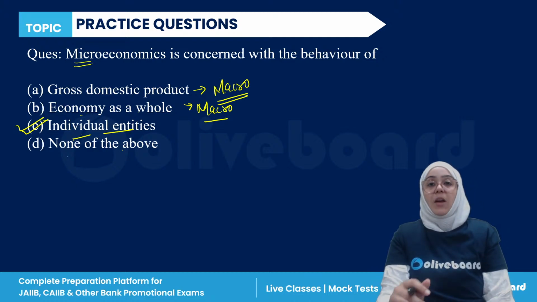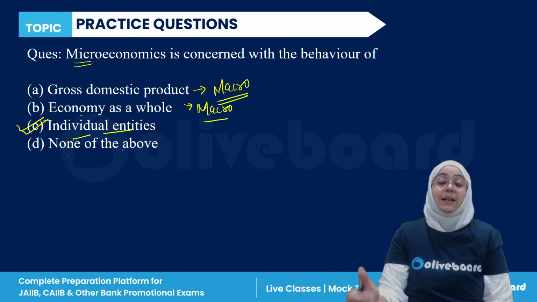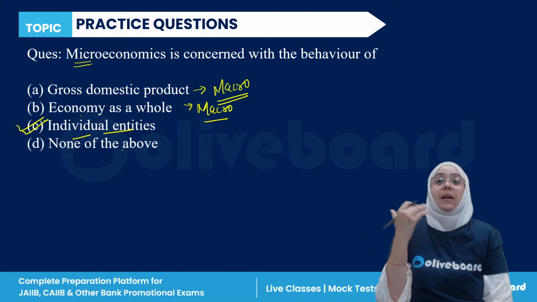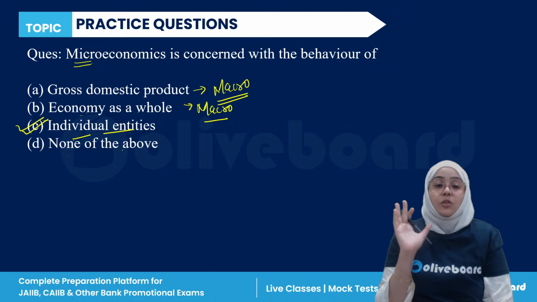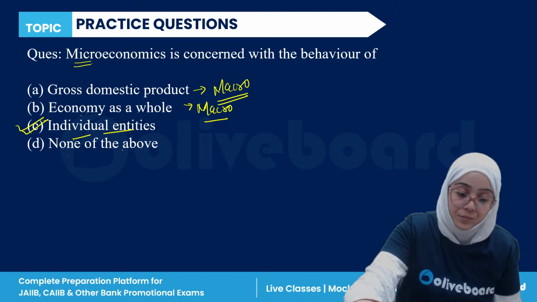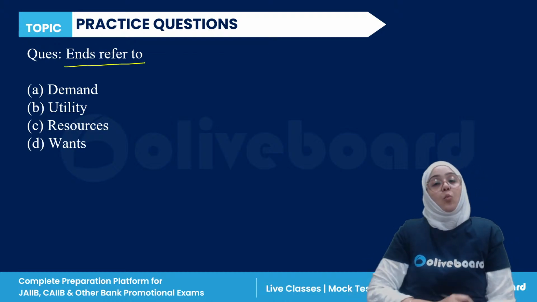Because when we are talking about microeconomics, it is dealing with individual entities, or individual demand, or individual supply, or individual income, right? So these are the microeconomics topics. Done, everyone? Good. Next, ends refers to what?